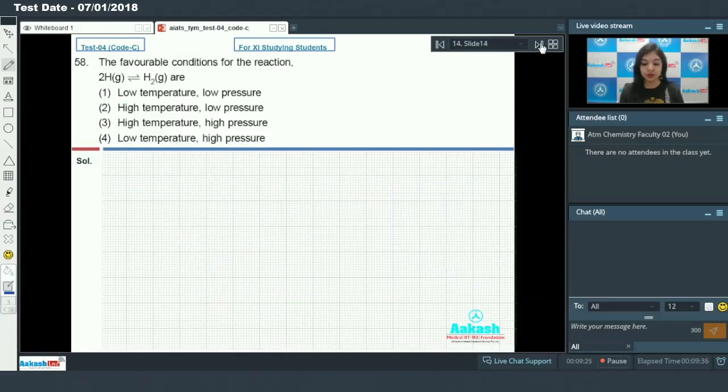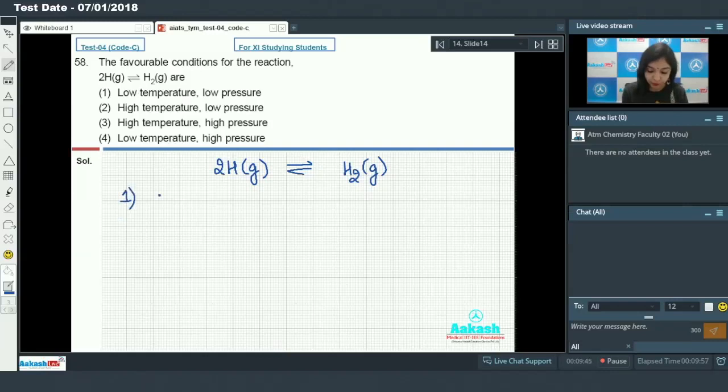So moving on to the next one, we have question number 58, which says that the favorable conditions for the reaction are. So you have been given a reaction where 2H gas, which are the atoms of hydrogen, is in equilibrium with H2 gas. So first of all we will determine the role of the pressure. If we increase the pressure, the reaction will move in that direction where the number of moles of gaseous species is less. If we look here, on the product side we have fewer moles of gaseous species, so the reaction will move in the forward direction if we increase the pressure. So with a pressure increase, the reaction will move in the forward direction.